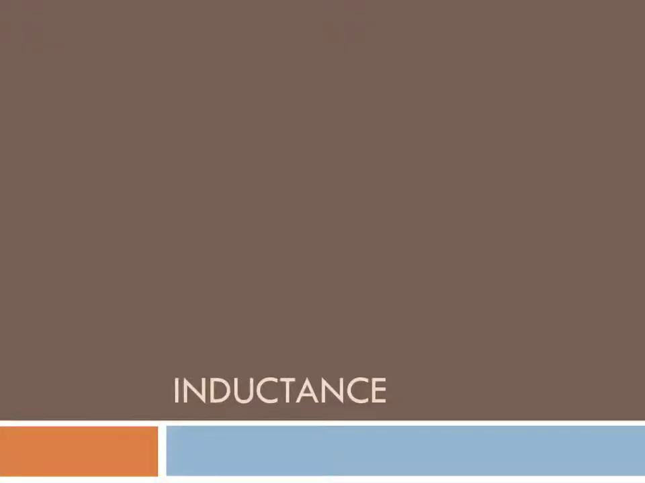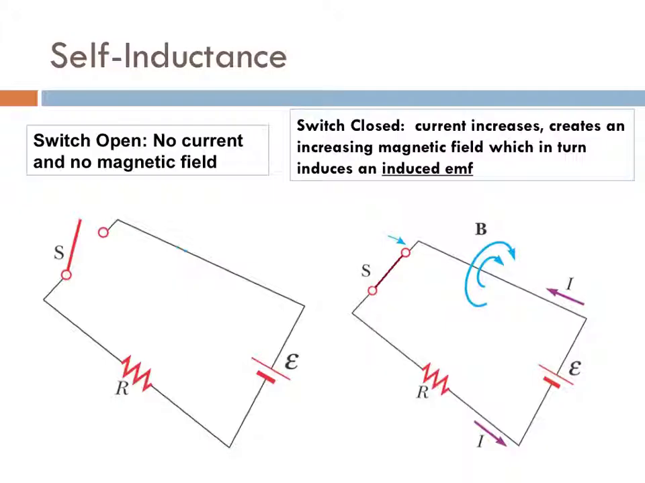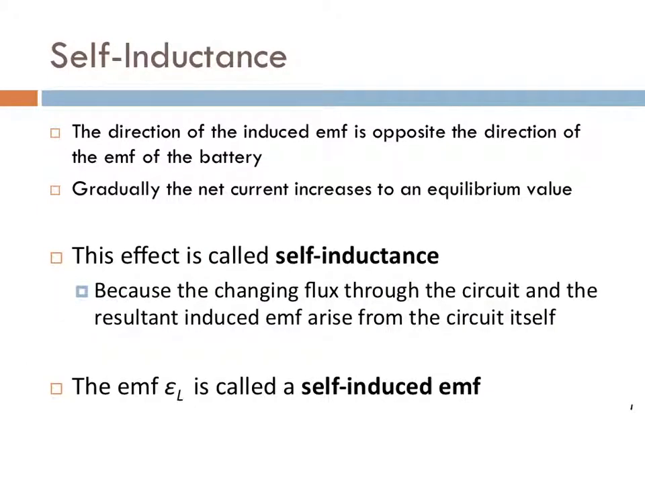Now we can see how all of this applies to inductance. We've said before that if we have no current, we have no magnetic field. So in this situation, if we close the switch and we have an increase in our current, we're going to have an increase in our magnetic field, which means it's going to then create an induced EMF. This effect is called self-inductance because a change in flux through the circuit and the resultant induced EMF all arise from the circuit itself.